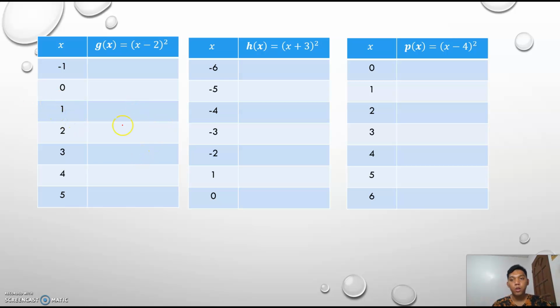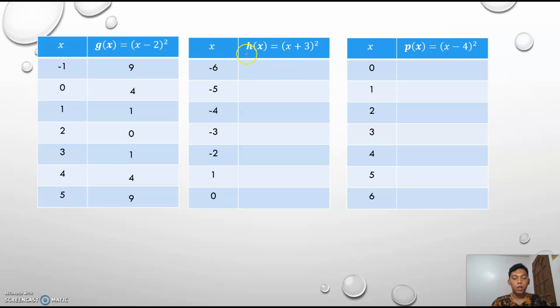So anyway, moving on. We solve the values of g of x by substituting this value. So what's the g of x? G of -1 is -1 minus 2, that's -3, then we square, that is 9, right? 0 minus 2, that's -2, squared, 4. 1 minus 2, that's -1, then squared, 1. 2 minus 2, that's 0, squared 0, and so on. Let's go to the second function.